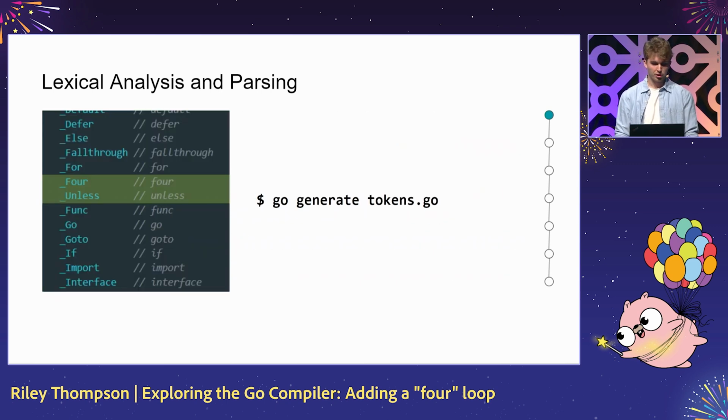Okay, so the first thing we need to do in this stage is to add our 2 new keywords as tokens, for and unless. We do this by adding 2 constants with comments, and then using Go's built-in code generation, we generate some of the other code that we need.